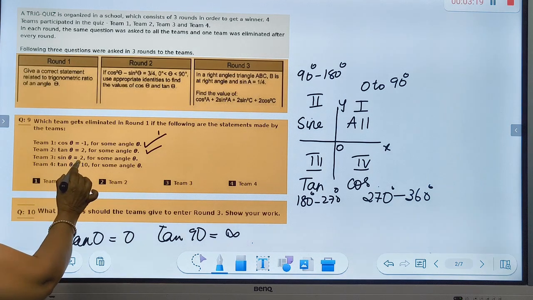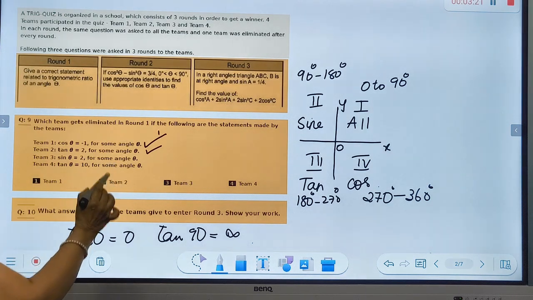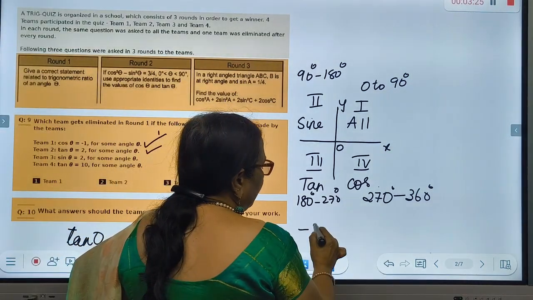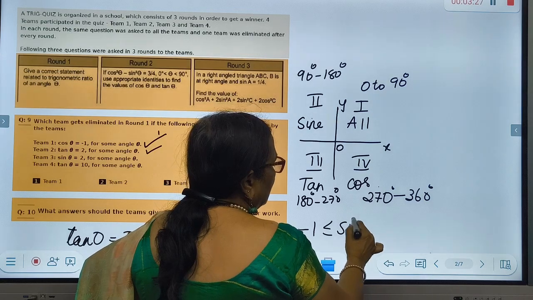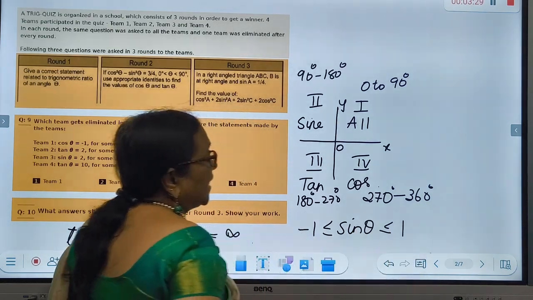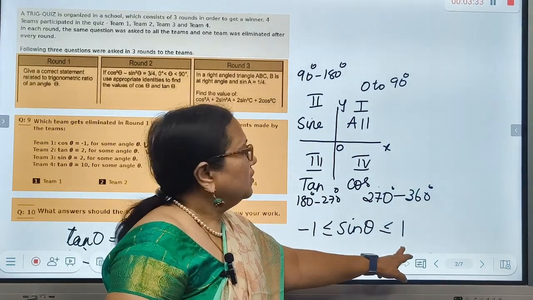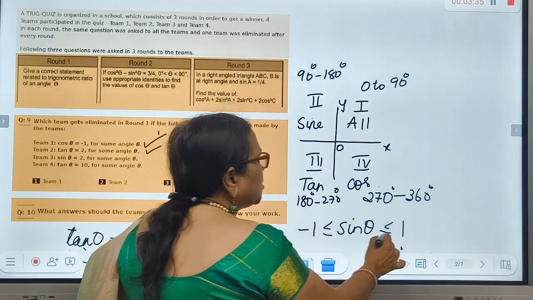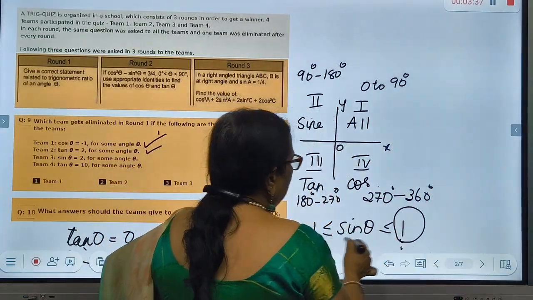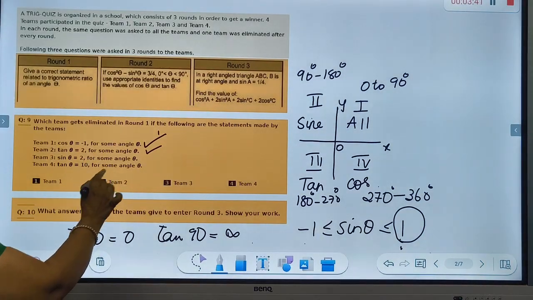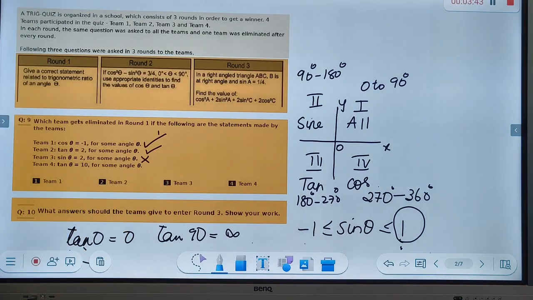If sin theta equal to 2 for some angle theta, is it possible? You know that sin theta lies between sin 0 is 0, sin 90 is 1. Okay. So the maximum value of sin theta is 1, minimum value is -1. So sin theta can never be 2. So this is not possible.